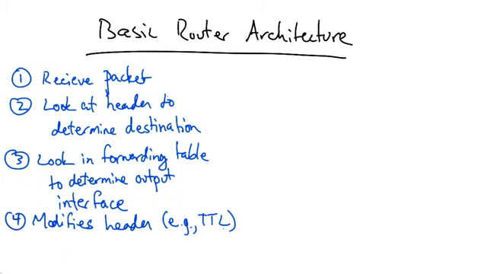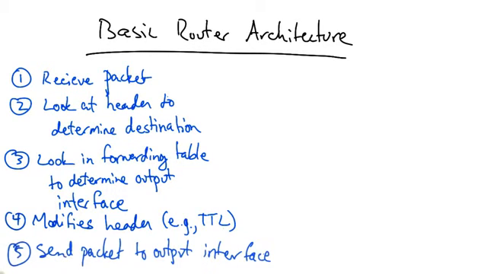It modifies the packet header, such as decrementing the time to live field and updating the IP header checksum appropriately. And finally, it sends the packet to the appropriate output interface.